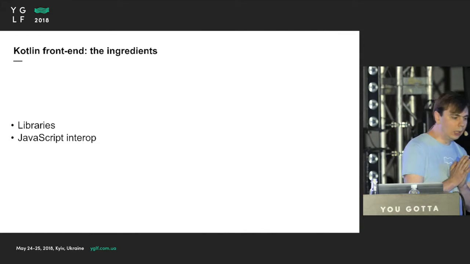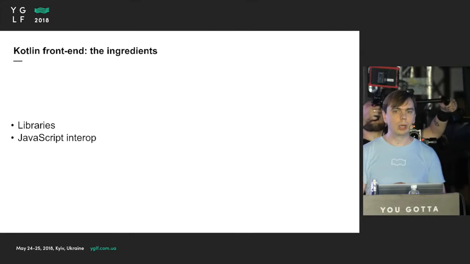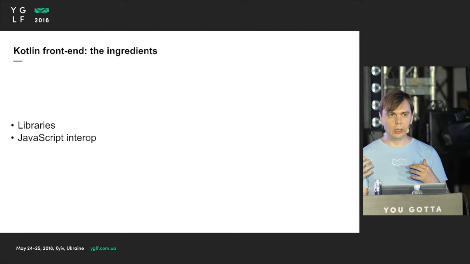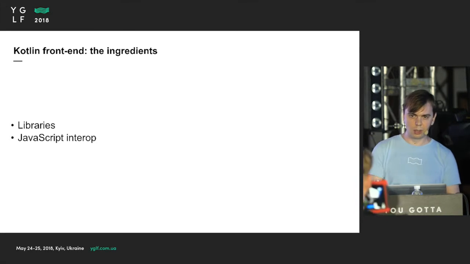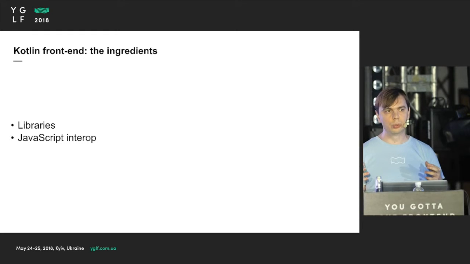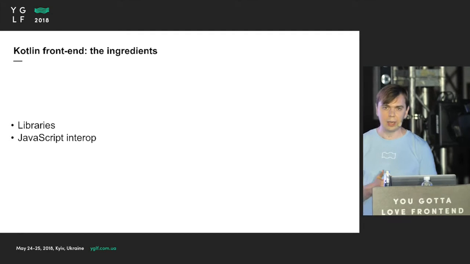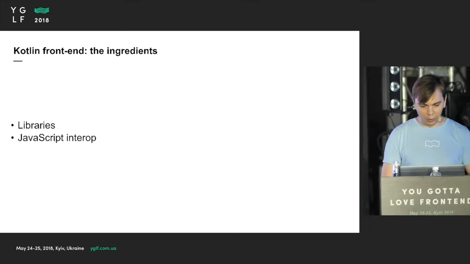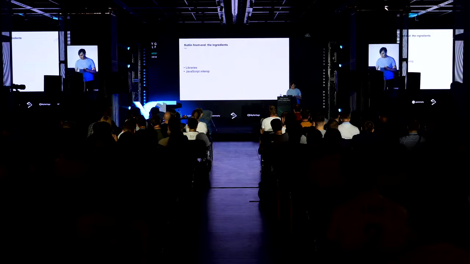So what does one need to effectively write front-end code in Kotlin? Well, obviously, we need libraries, and we need JavaScript interop, because while we want to use this new language, we also want to use all the great things available in the community, things like React or Code Mirror or D3, styled components. So we want to use them all in our projects.